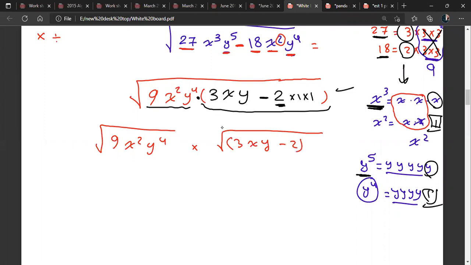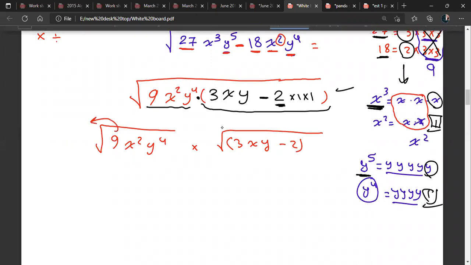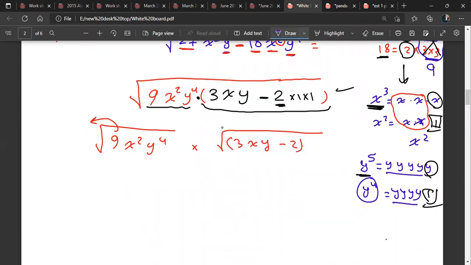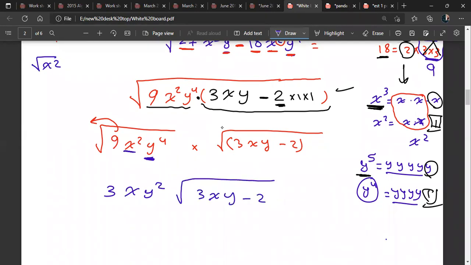Okay. Now, can we apply the radical for 9? It gives you what? 3 squared. So it gives you 3. Root 9 equals 3. And you have the square root of x squared. It gives you what? It is x. Well done. And here, y power 4 gives you what? y squared. Yes, y squared. Multiply the radical. That's it: 3xy minus 2. Okay, this is perfect.